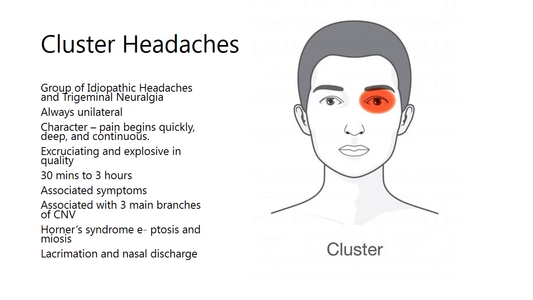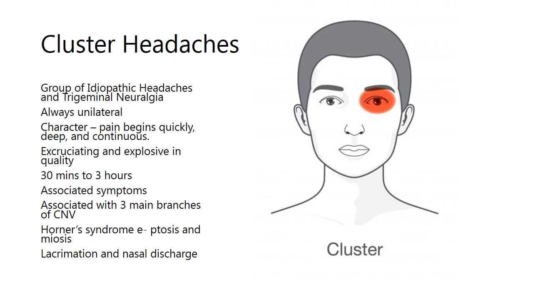Cluster headaches have a unilateral presentation. They tend to begin very rapidly. Patients will describe a very, very fast onset of pain, and it tends to be around the eye and the orbit bone. They'll describe a deep and continuous pain, and it's quite excruciating and explosive in quality. These headaches tend to last between half an hour up to about 3 hours.